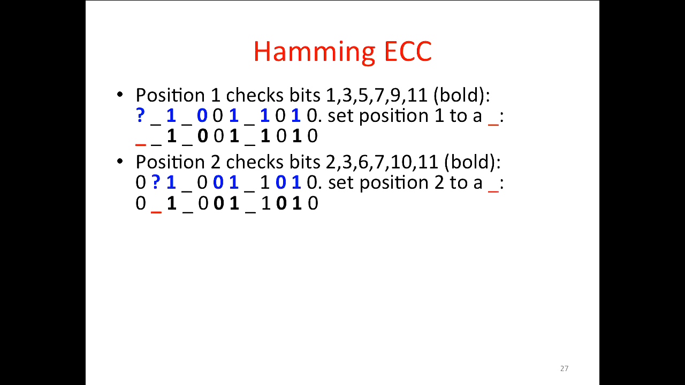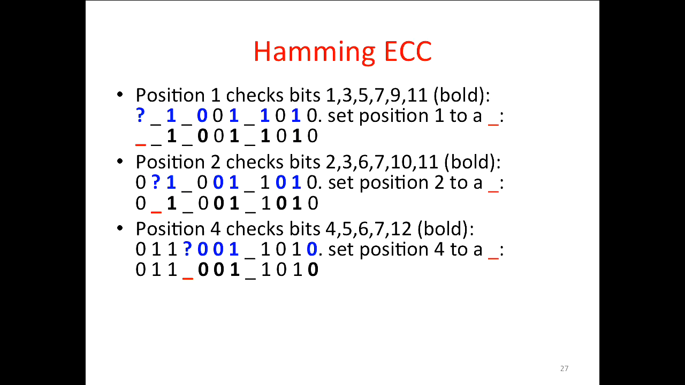Position 2 now is going to check bits 2, 3, 6, 7, 10, 11, the ones that are bolded, right? And what's the parity of these bits? There's 3 ones, so that's odd. You want to set it to even, so it should be a 1, right? This should be a 1.